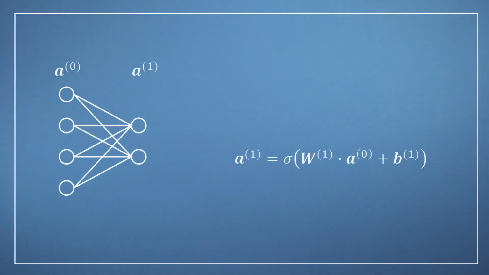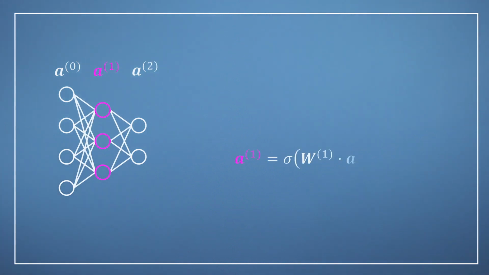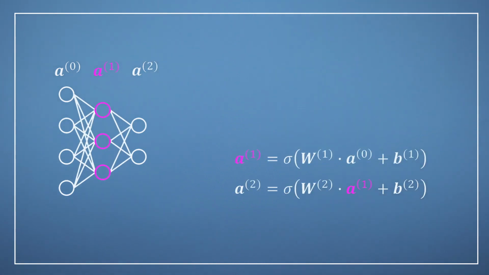The last piece of the puzzle is that, as we saw at the very beginning, neural networks often have one or several layers of neurons between the inputs and the outputs. We refer to these as hidden layers, and they behave in exactly the same way as we've seen so far, except that their outputs are now the inputs of the next layer.